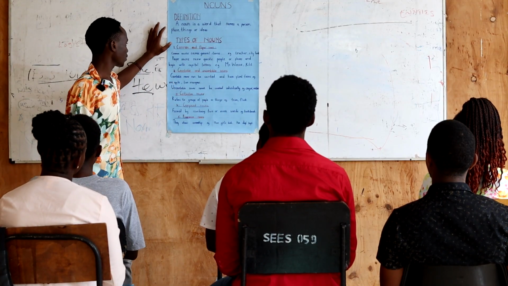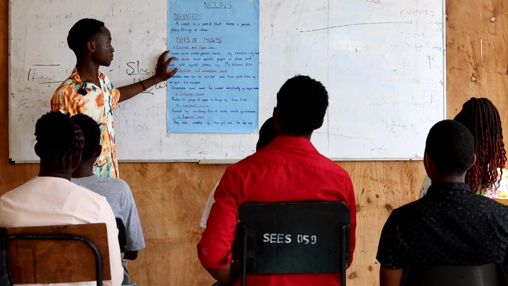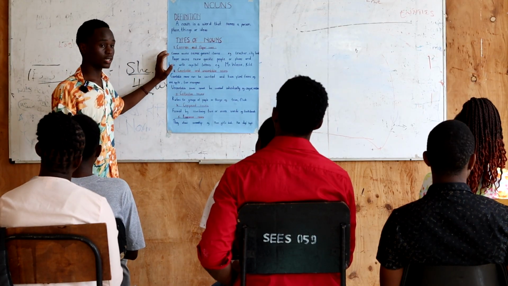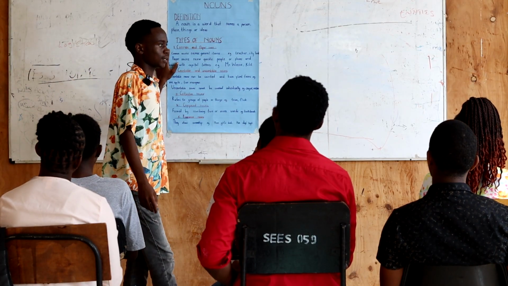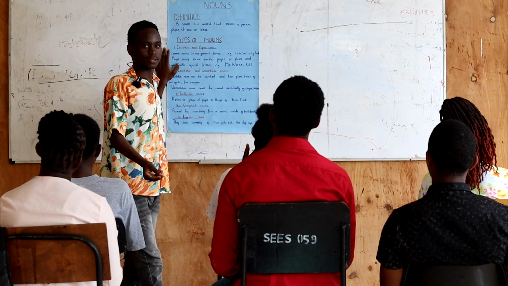Good. Now next we are going to proper nouns. Proper nouns name specific places and people, and begin with capital letters. Like for example, where you come from. Where do you come from?